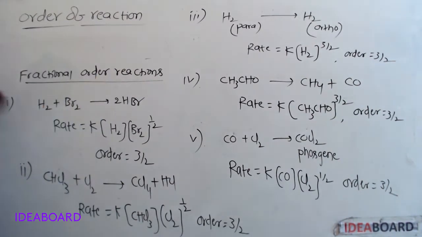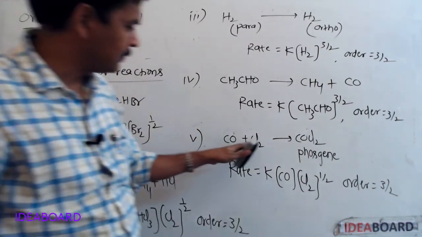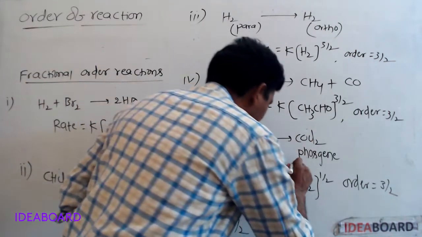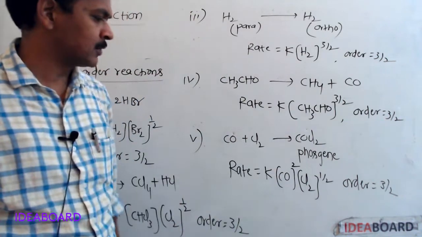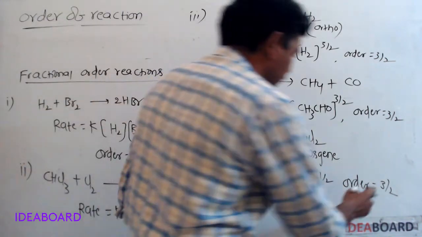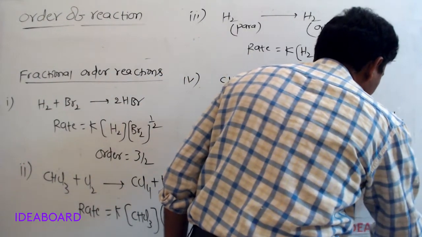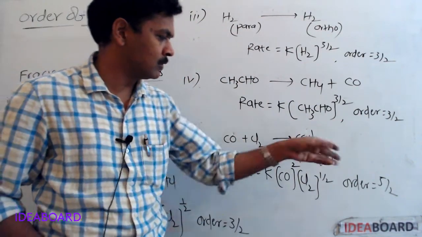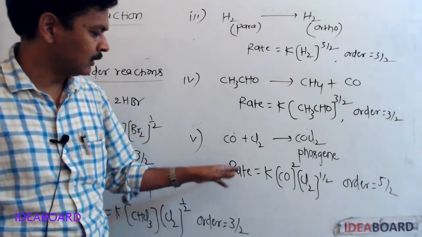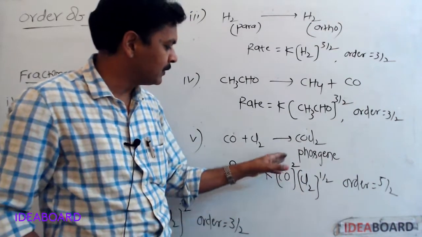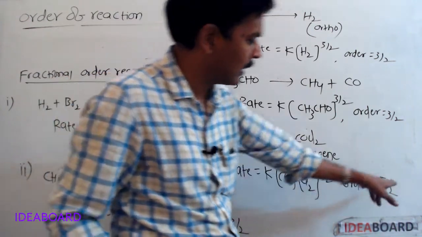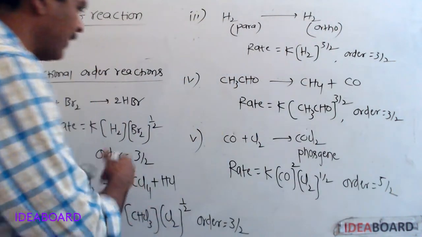Next, last one, CO plus Cl2 gives rise to COCl2. Rate is equal to K into CO concentration squared into Cl2 concentration power 1 by 2. Order of reaction is 5 by 2. For this reaction, this is the rate equation. Order with respect to CO is 2, with respect to chlorine is 1 by 2. Overall order of reaction is 5 by 2.